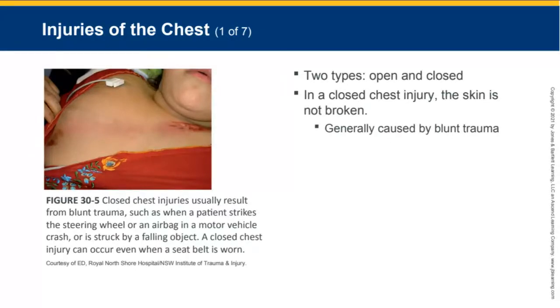So that is a review of the anatomy and physiology. Let's look at the injuries. There are two types of chest injuries. Can be a closed injury, can be an open injury. In a closed chest injury, the skin is not broken and it is generally caused by blunt force trauma or blunt trauma.